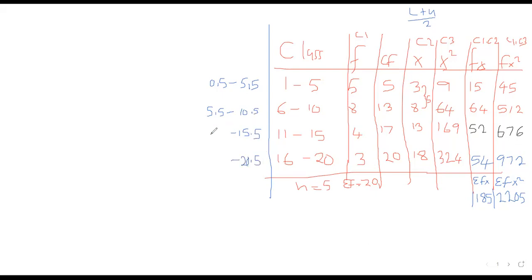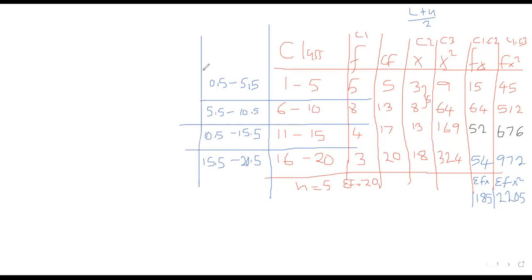Let's bring these numbers down. Our 10.5 will come here. This number comes down. Our 15.5 comes here, because when you subtract a 0.5 from there, it will be 15.5. What does this one help us do? It helps us draw our histogram.